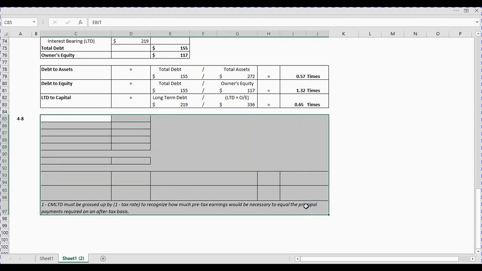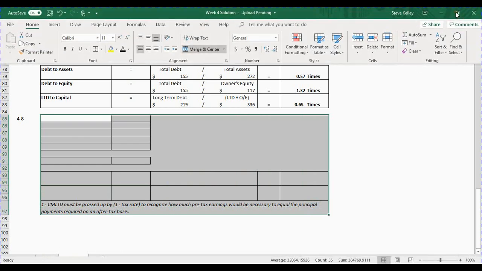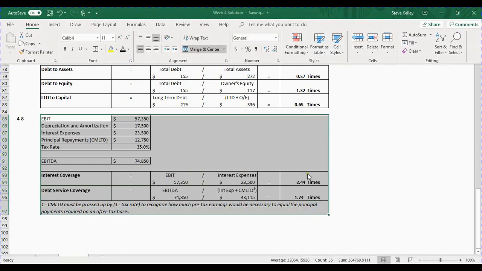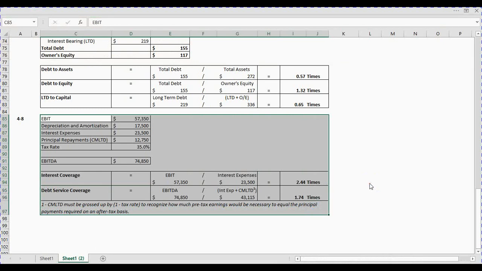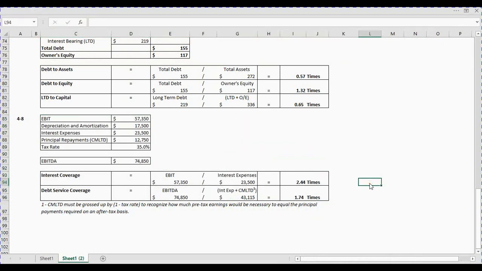This one has a unique twist to it. So here we are going to look at EBITDA. We're looking at EBIT as well, as a starting number. We've got all of this additional information here. We're going to be looking at some coverage ratios.